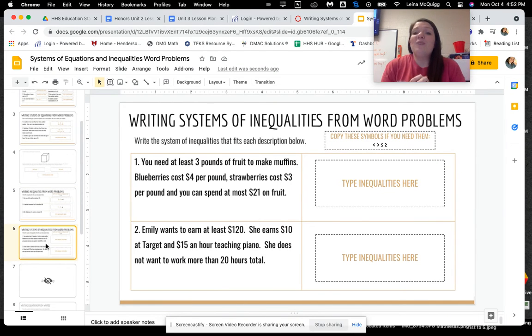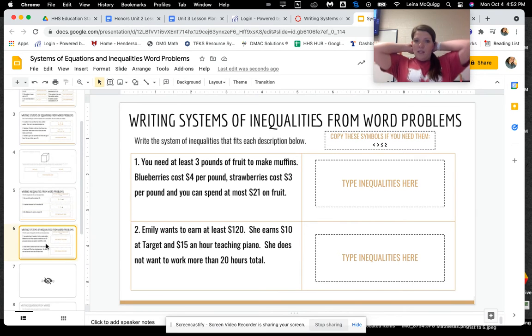All right. Now we're going to write systems of inequalities from word problems. So I'm going to do number 1 with you, and then I'm going to let you guys do number 2, and then you will make sure you hit submit on Canvas before you close out of this, all right?